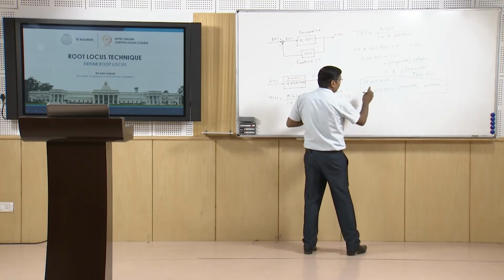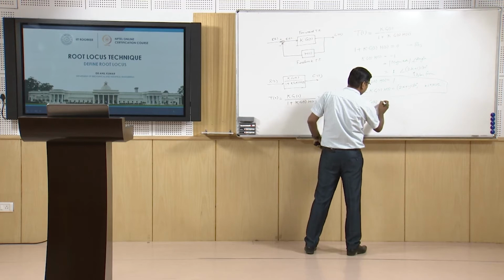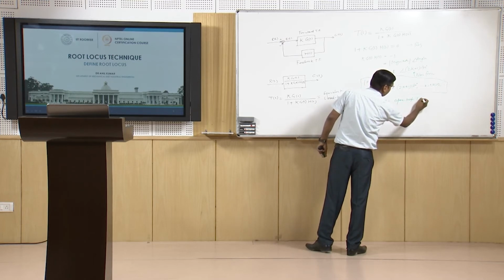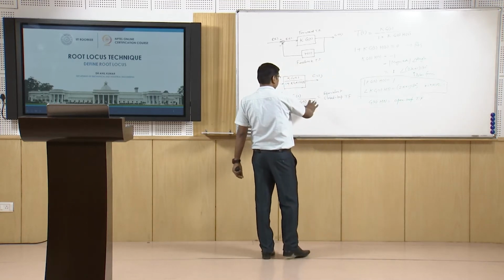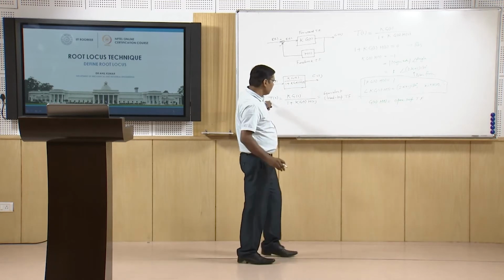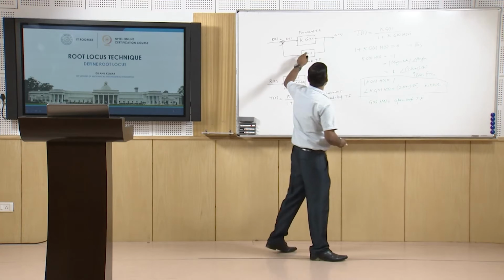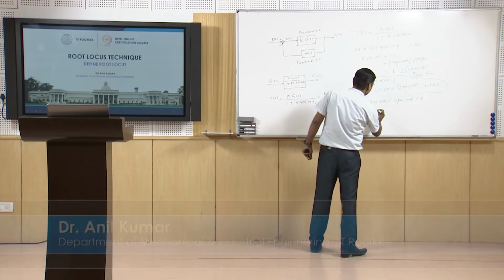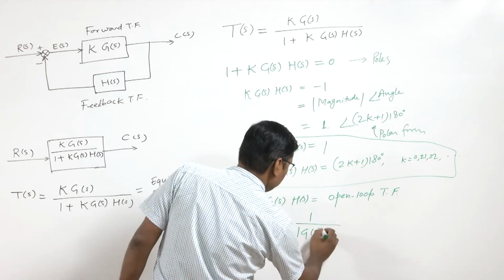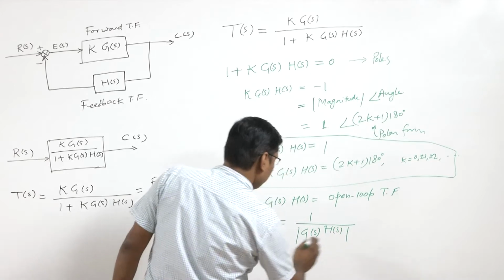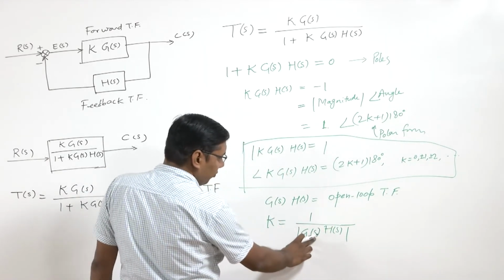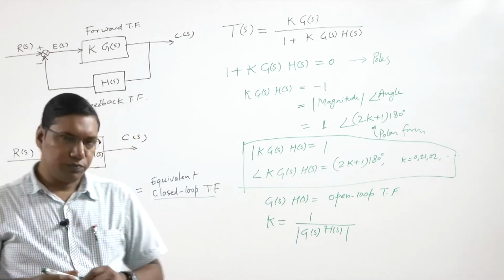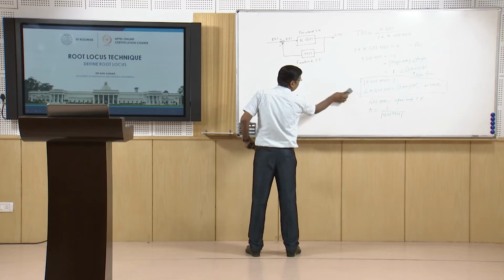And here G(s) H(s) is called the open loop transfer function. We should understand the difference between this open loop transfer function and the closed loop or equivalent transfer function. So this T(s) is the equivalent closed loop transfer function, but G(s) H(s) is called the open loop transfer function. And so if there is some pole on the root locus, we can find the gain for which it is on the root locus. So these are some properties of the root locus.